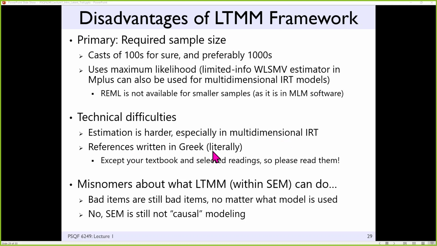And the stuff is hard to read, except for the stuff I picked, so please read it. I tried to pick articles that were written in English as much as possible, where there's lots of words and not just symbols. So I tried, especially your textbook. And last but not least, these models can't save bad items. All they can do is tell you that they're bad. So there's no magic that's going to happen here. And when we get to SEM, it is not causal modeling. People call it that, but it's decomposition of a covariance matrix. There's nothing causal about it. Cause comes from design. So that part hasn't changed.